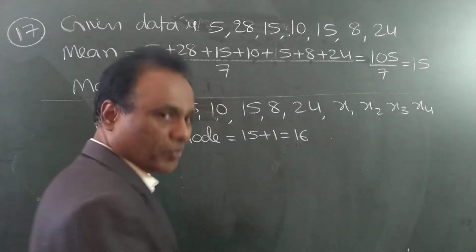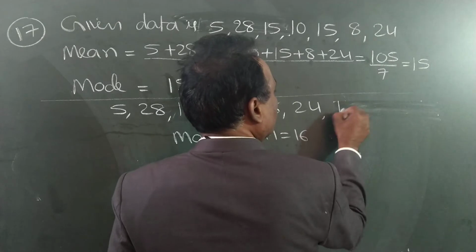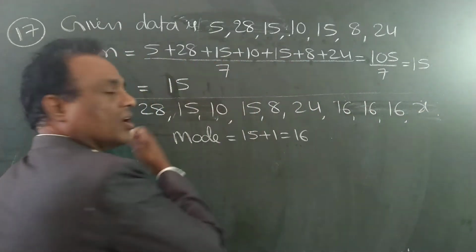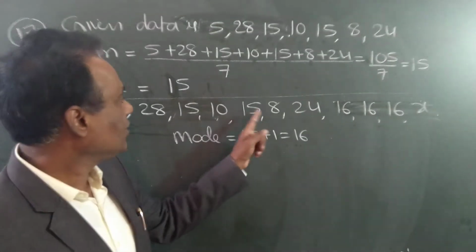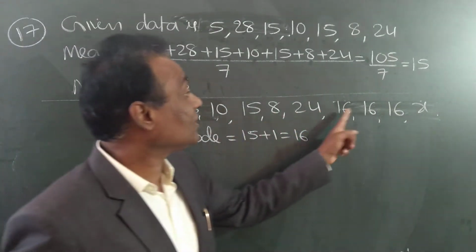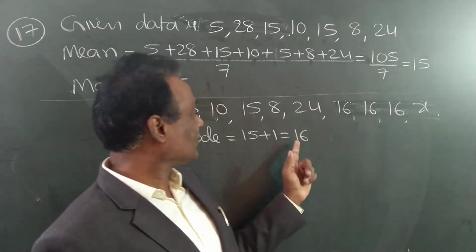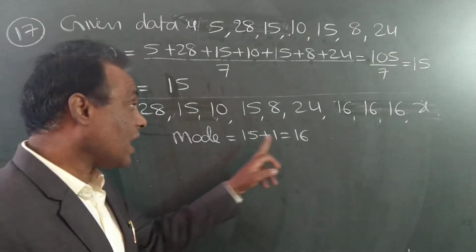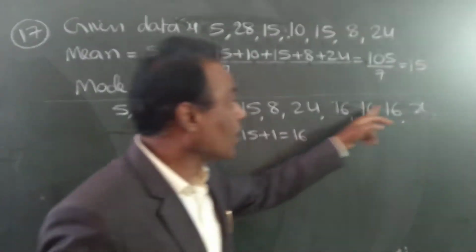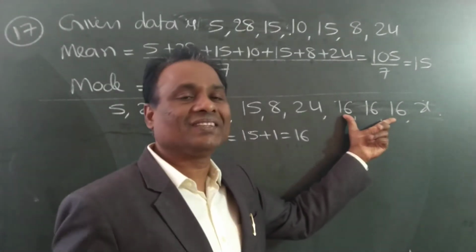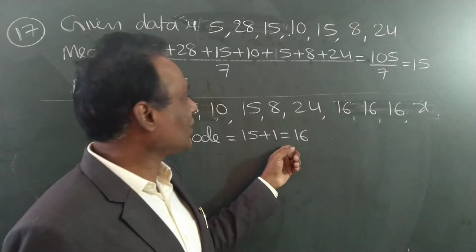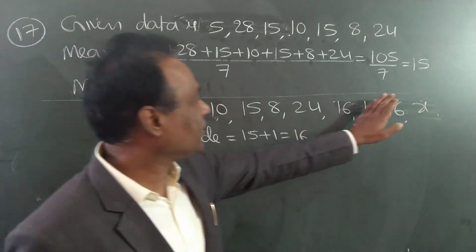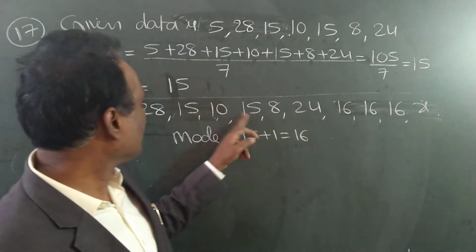Now students, suppose I write 16, 16, 16, x. Now tell the mode for this. 15 occurs 2 times, 16 occurs 3 times. So therefore 16 is the mode. To get the mode 16 in 4 numbers, 3 numbers we know. 16 should repeat 3 times, then only the mode will be 16. Otherwise, if it is repeated only 1 time, then 15 is the mode.